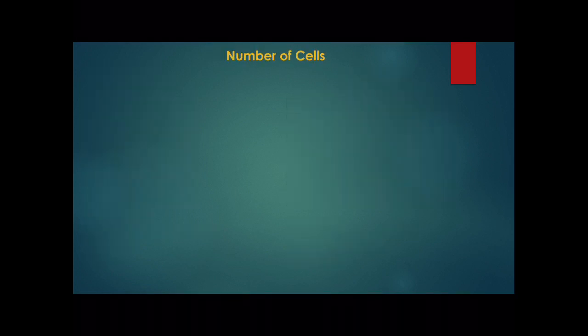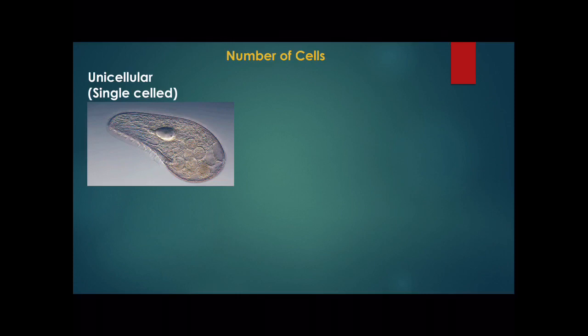The next way that organisms are classified is by the number of cells they contain. So we could have unicellular or single-celled organisms. These organisms are one cell big. So here is a blepharisma, which is a type of protist. It is a single-celled organism.